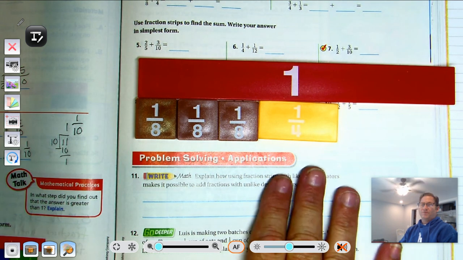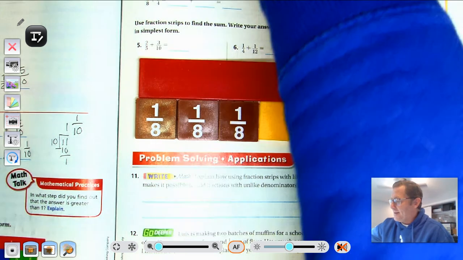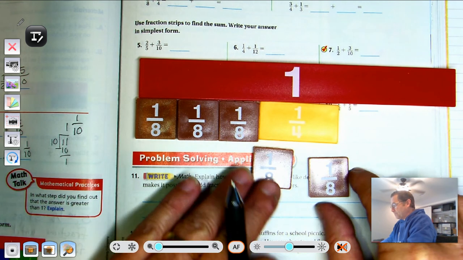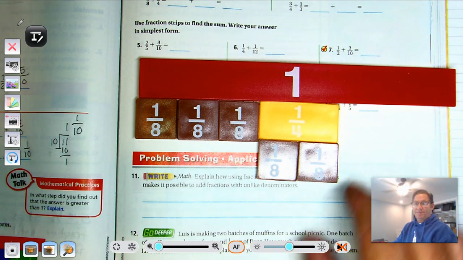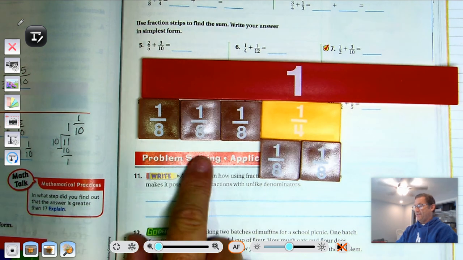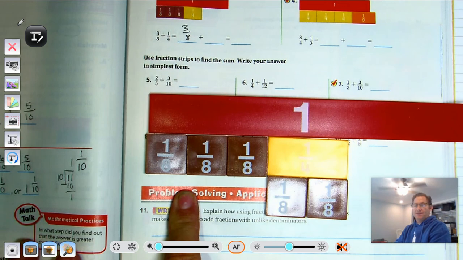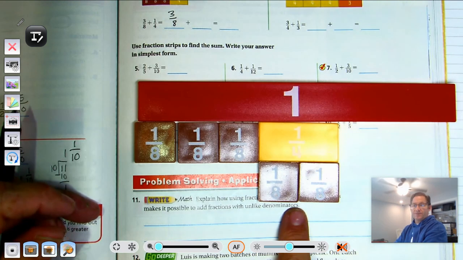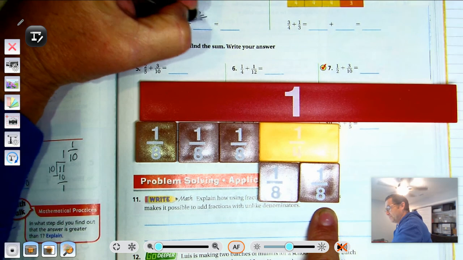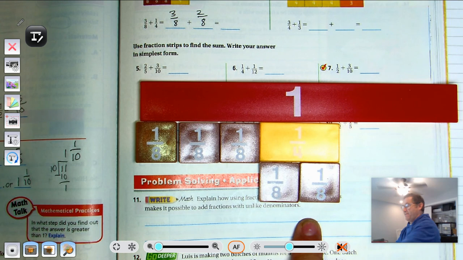Now I'm thinking 1/4. 4 can become 8, right? I'm thinking the 8s might work. Yeah, 2/8 fit exactly under 1/4. So we wouldn't have to change the 8s. So we can leave 3/8 as 3/8, and we're going to change the 4ths into 2/8. So 3/8 plus 2/8 is 5/8.